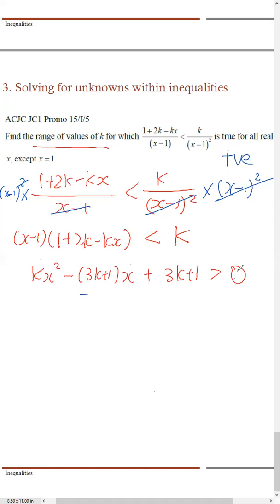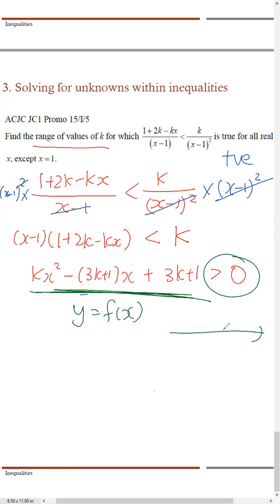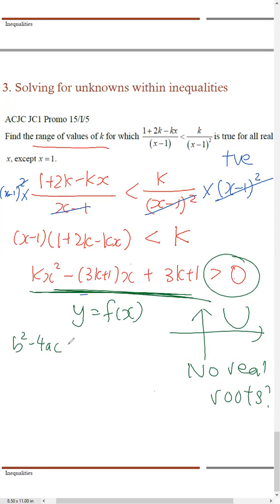Okay, so the trick actually lies in the analysis of this inequality. We want this expression to be more than 0. So if you treat this expression as a graph, what happens when a graph is always more than 0? It simply implies there is no real roots, right? Secondary school concept. So if there's no real roots, what's the first thing you think about? B squared minus 4AC must be less than 0.